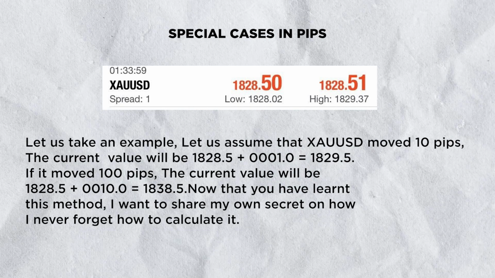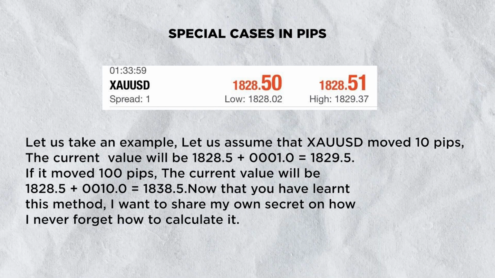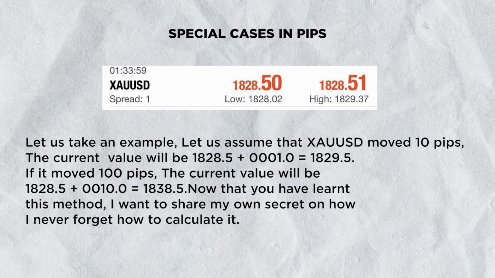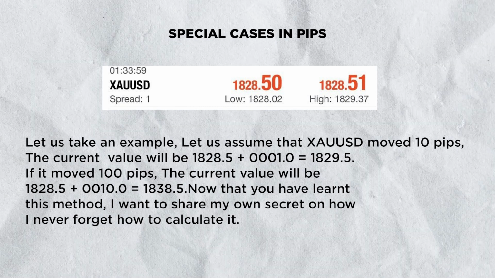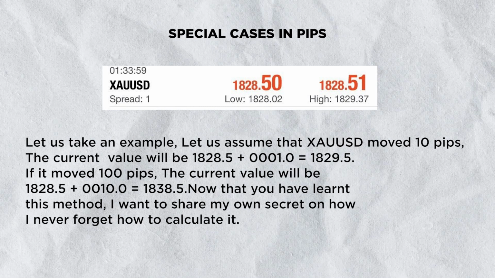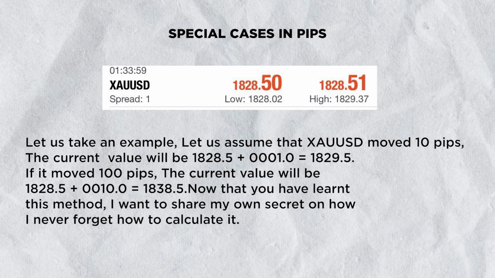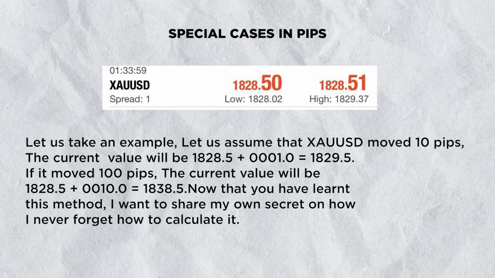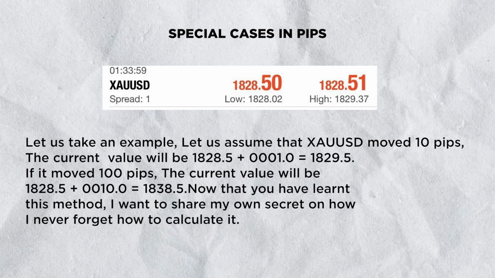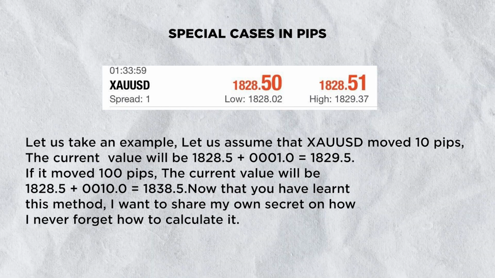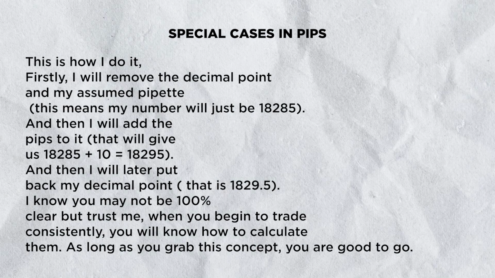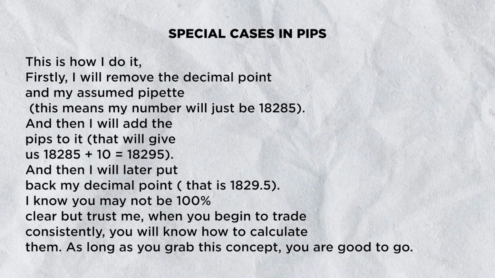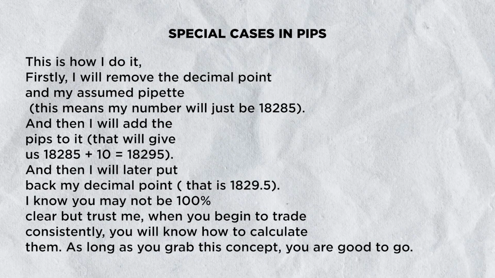Let us take an example. Let us assume that XAUUSD moved 10 pips. The current value will be 1828.5 plus 1.0, 1829.5. If it moved 100 pips, the current value will be 1828.5 plus 10.0, so 1838.5. Now that you have learnt this method, I want to share my own secret on how I never forget how to calculate it. This is how I do it. Firstly, I will remove the decimal point and my assumed pipette.